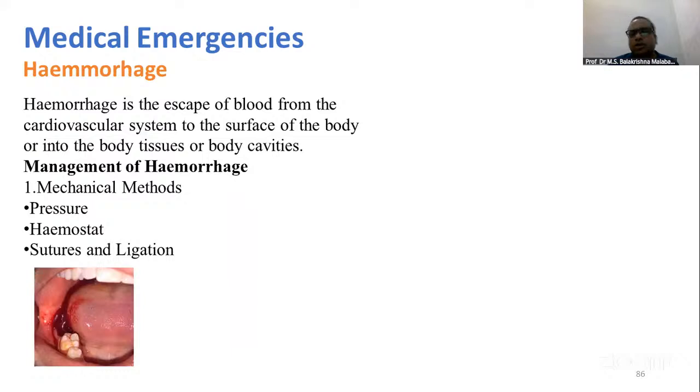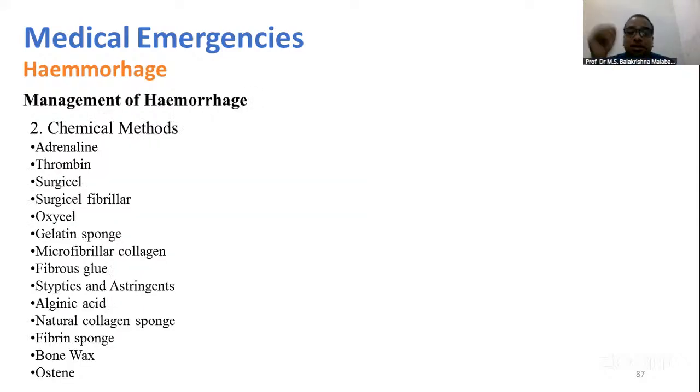Hemorrhage: again, clotting factors could be a problem or some secondary causes could be there in the patient, right? So basically, you should know the mechanical methods: pressure, hemostat, sutures, ligation; and chemical methods like adrenaline. In the LA there will be adrenaline, or if you have a vial of adrenaline, put it in a gauze piece and keep it on the socket. Thrombin, Surgicel, Oxycel, gelatin sponge. These are all different chemical methods which you sprinkle there, keep near the socket, or mix in a gauze piece. All these things will really help, right?